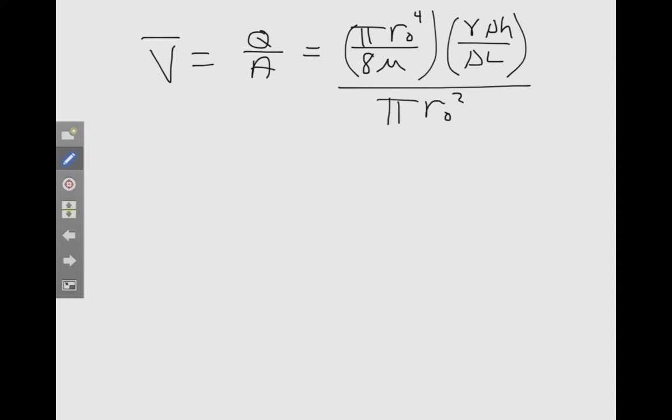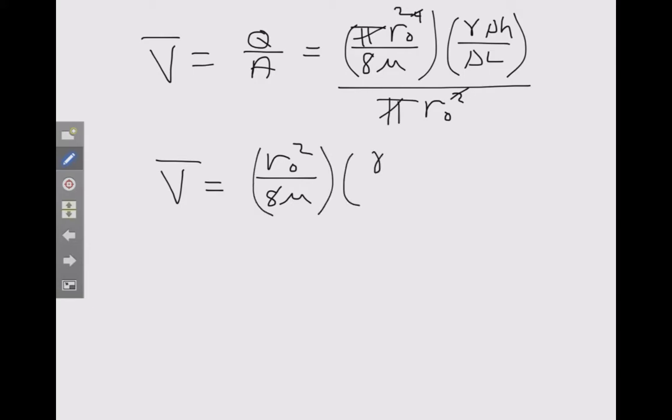the pi's cancel, and this cancels 2 of these, and so the average velocity we're left with is R0 squared over 8 mu, gamma delta H delta L. And if we look back and compare that to the Vmax that we calculated before, this is just our Vmax divided by 2. So the average velocity is just the maximum velocity divided by 2.